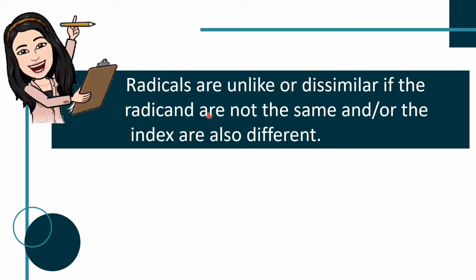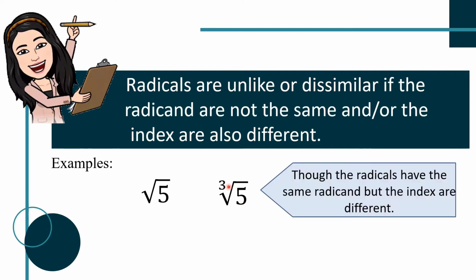On the other hand, radicals are unlike or dissimilar if the radicands are not the same and or the indices are also different. So, meaning to say, kapag magkaiba ng radicand, they are dissimilar radicals. Kapag magkaiba ng indices, they are also dissimilar radicals. For example, we have square root of 5 and cube root of 5. Here, if you notice, magkaparehas lamang sila ng radicand na 5. But their indices are different. Ang isa ay 2 at ang isa ay 3. So, though the radicals have the same radicand, the indices are different, so they are still dissimilar radicals.